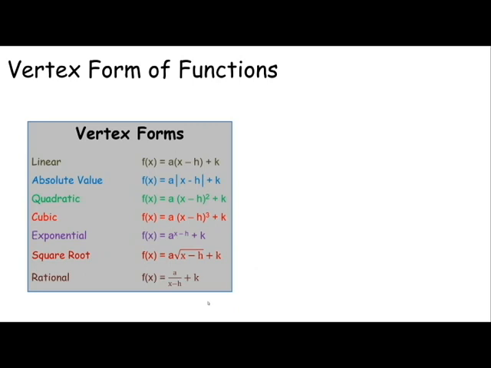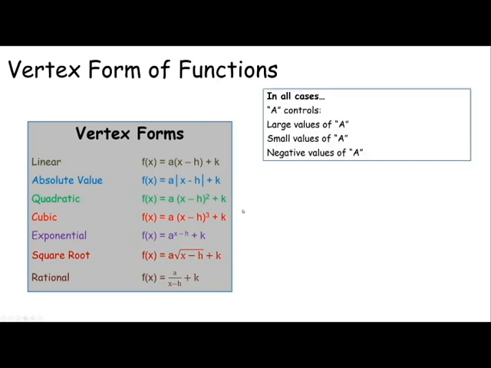The reason I put these all here together is I want you to notice that each of these functions has a letter A in it. Each of these functions has the letter H in it, and each of these functions has the letter K in it. Each of these letters in each of these functions always do the exact same thing, and that was really the point of the investigation we had in class.